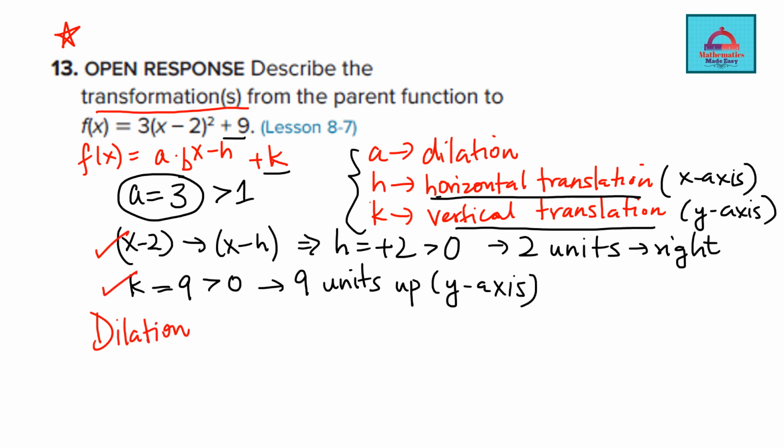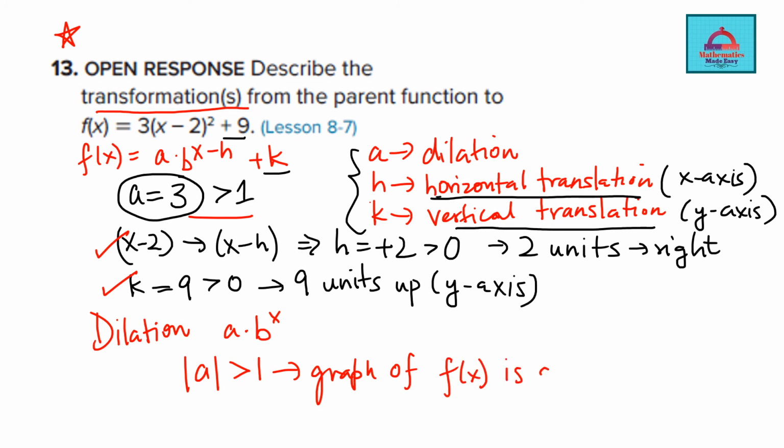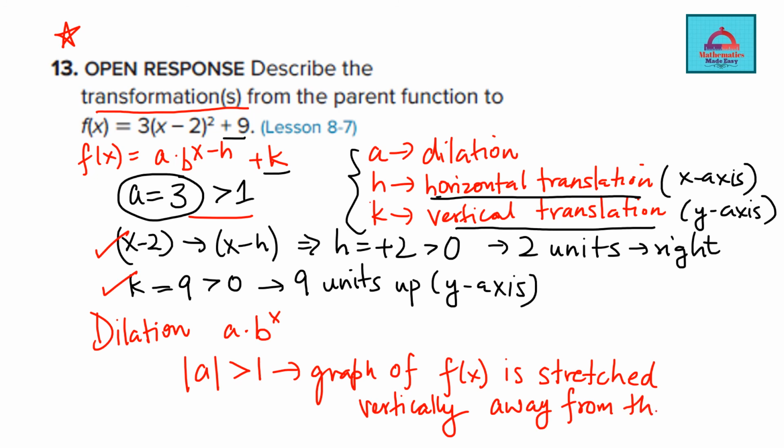We are done with horizontal and vertical. So for dilation, you are comparing with a multiplied with b to the power x. If the absolute value of a is more than 1, which is the case here since a is 3, the graph of fx is stretched vertically away from the x-axis. So this is going to be the transformation.